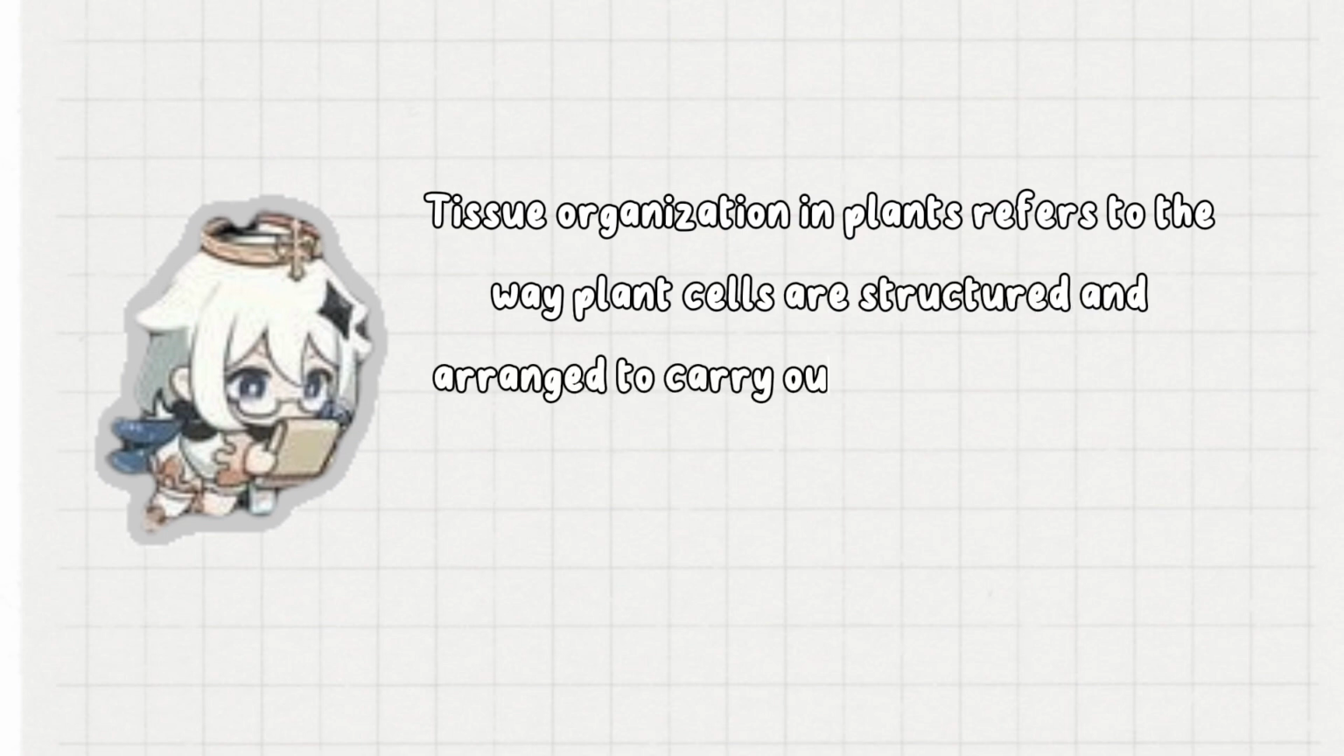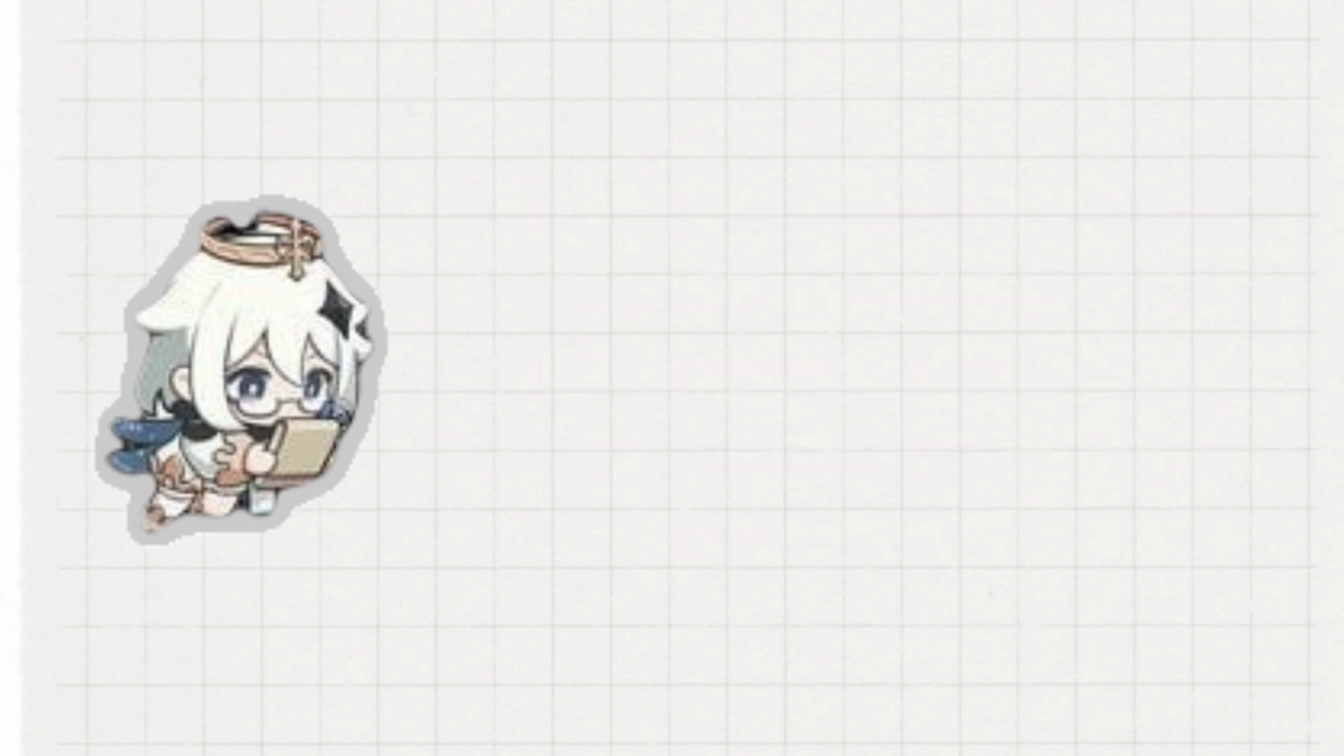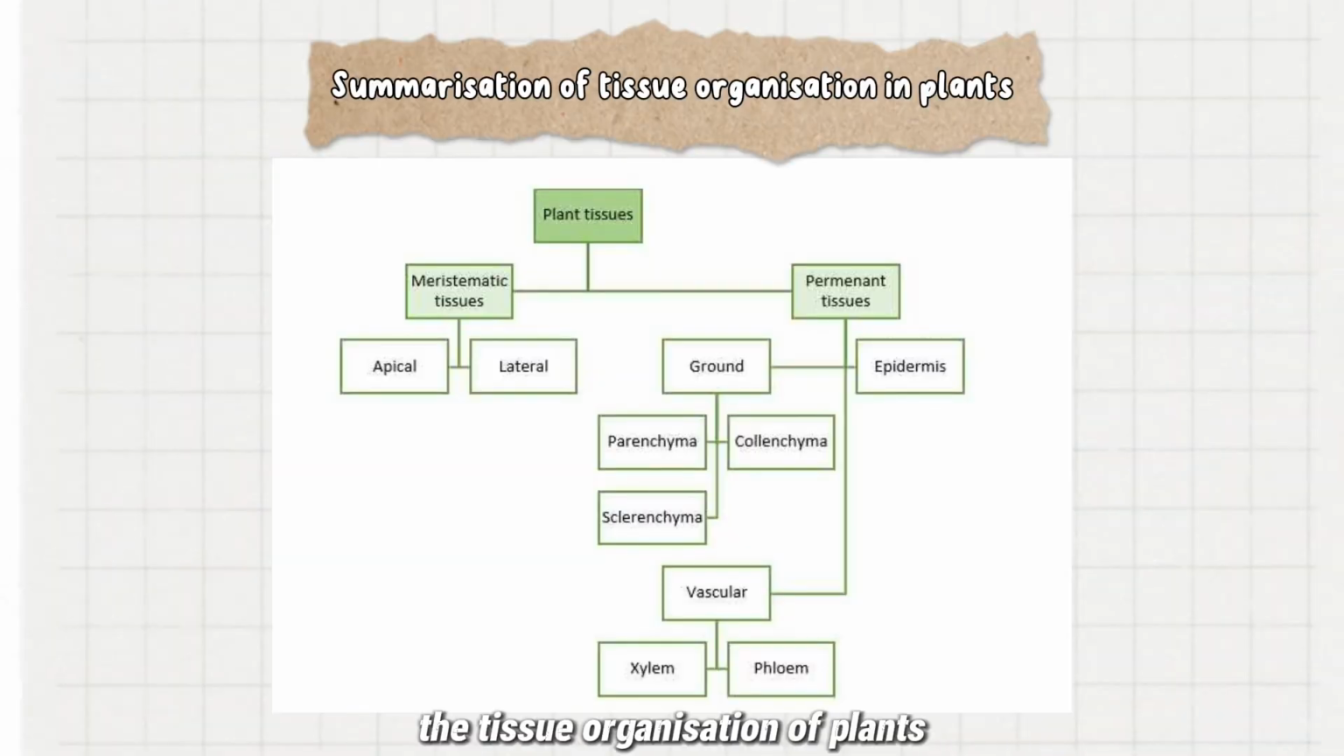Tissue organization in plants refers to the way plant cells are structured and arranged to carry out specific functions. Unlike animals, plants don't have complex organ systems. Instead, they have various specialized tissues that work together to sustain the plant's growth, support, and overall function. These tissues include the epidermis for protection, vascular tissue for transport, ground tissue for storage, and meristematic tissue for growth and repair. The tissue organization of plants can be summarized as the mind map shown.